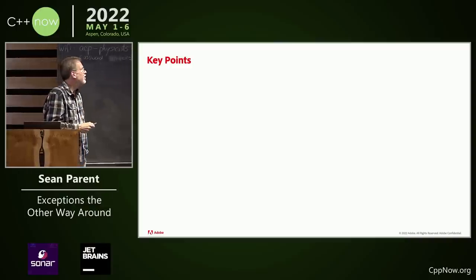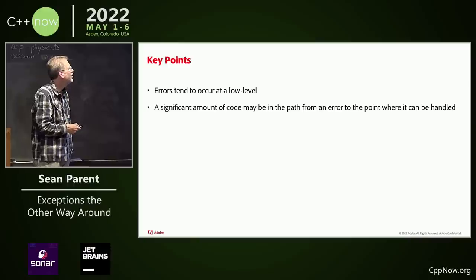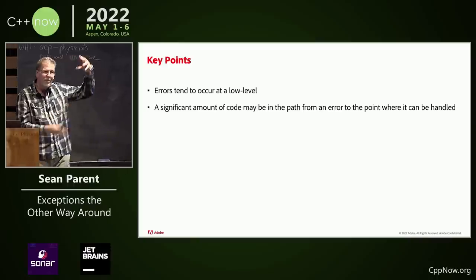So I want to hammer down two key points. Errors tend to occur at a low level, and a significant amount of code may be in that path.